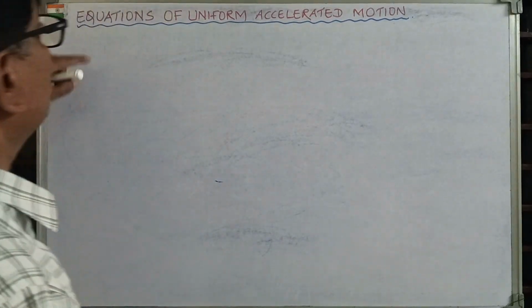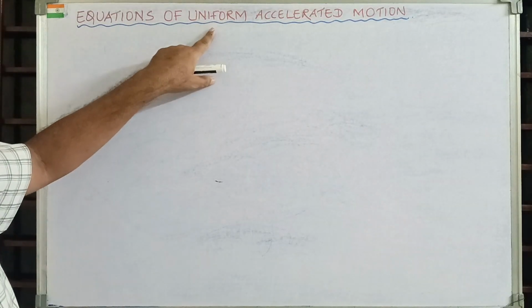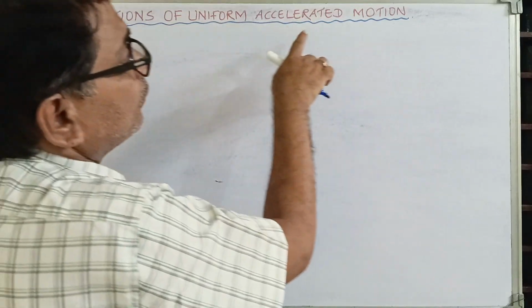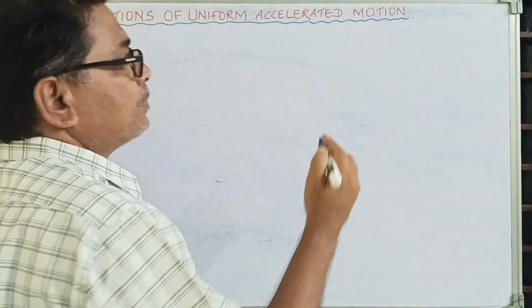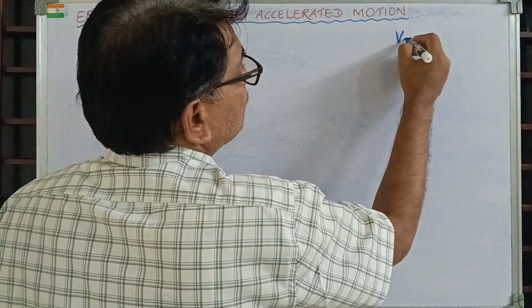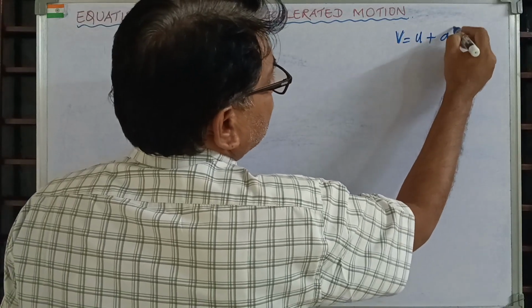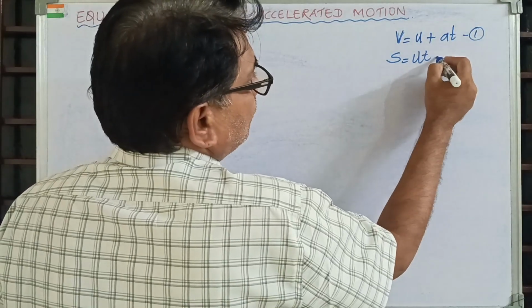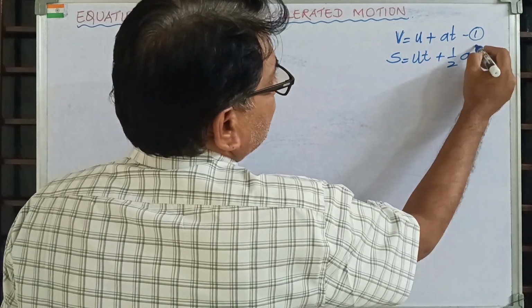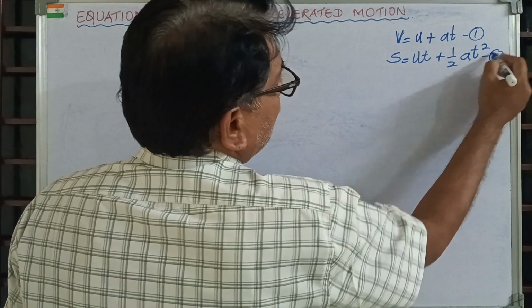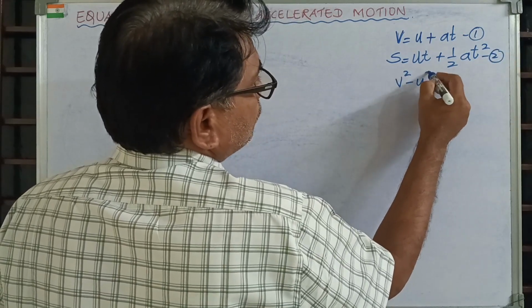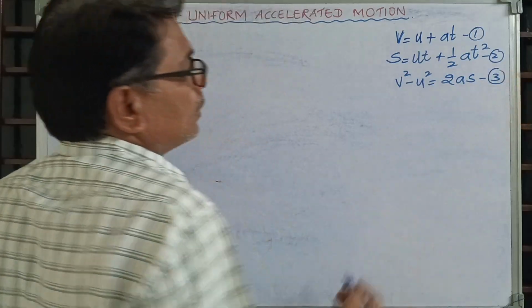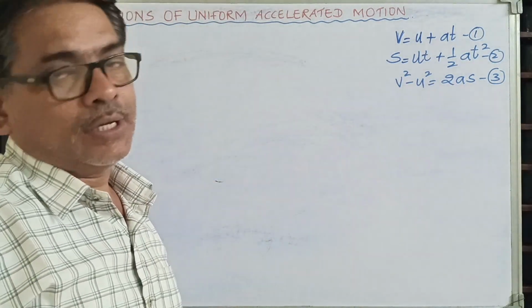Now our topic is about equations of uniform accelerated motion. Generally speaking, equations of uniform accelerated motion are three types. V is equal to u plus at. This is the first equation. The second equation is s is equal to ut plus half at square. This is the second equation. And the third one is v square minus u square is equal to 2as. Third one. Now we will see the derivation of these three.